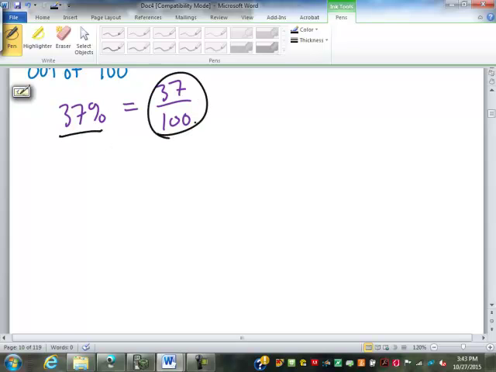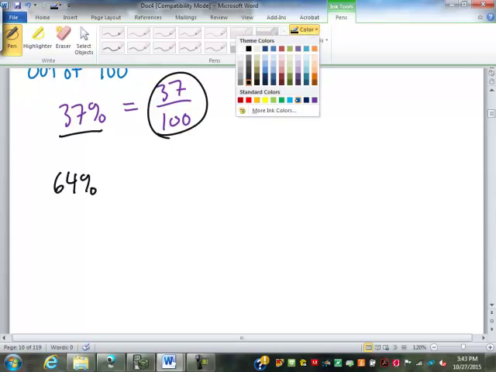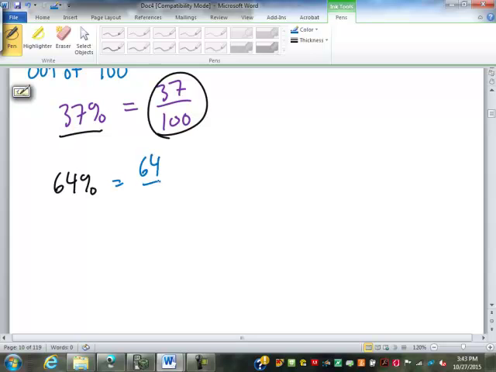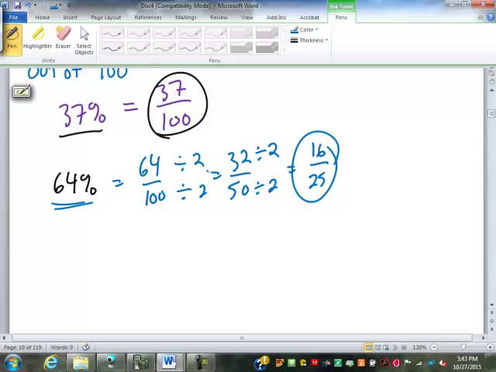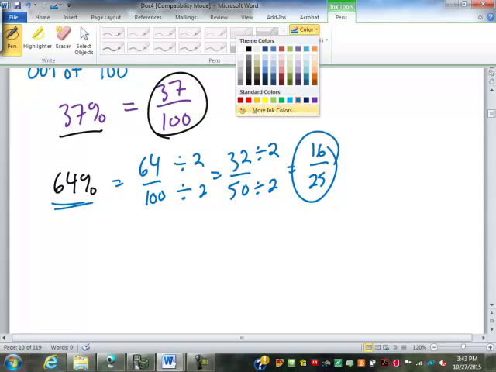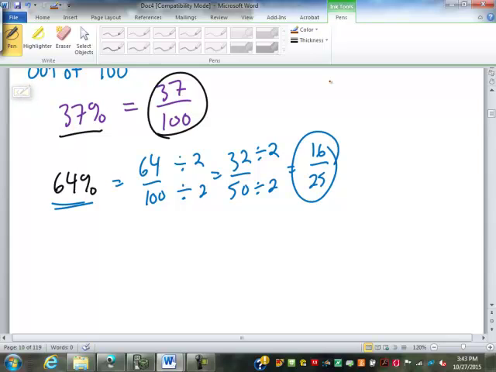So it is actually just that simple to turn any percent into a fraction. 37% is 37 out of 100. Now, of course, if I had something like 64%, that's going to become 64 out of 100, but we wouldn't leave it like that. What would we want to do with that? Reduce it. Both of those numbers can be divided by 2. Gives us 32 out of 50. Are we done? No, both of those can be divided by 2 again, giving me 16 out of 25. So 64% is the same as 64 out of 100, or 16 out of 25.